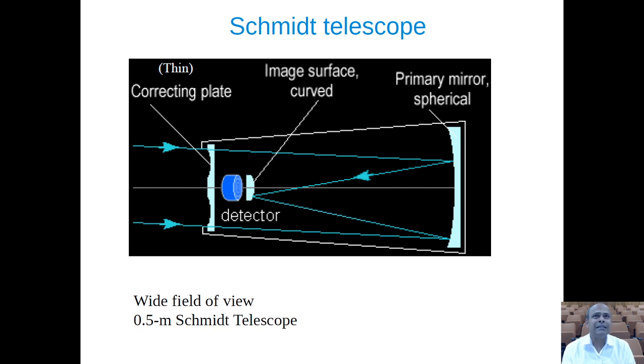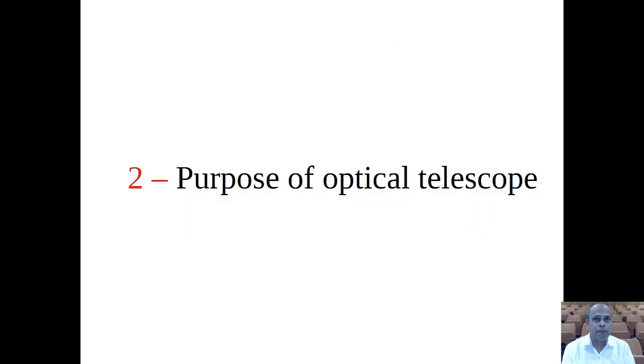Now if you are interested in a wide field, as I said, then you go for a faster telescope, and these telescopes are called Schmidt telescopes. Here you have a correcting plate at the front, I mean, before light enters the primary mirror, and then focuses on the detector. This is again a curved image surface. So whenever you are interested in a half degree field of view or a degree field of view, or even a larger few degrees field of view, then we usually use this Schmidt telescope configuration, and we employ this correcting plate to correct the aberrations.